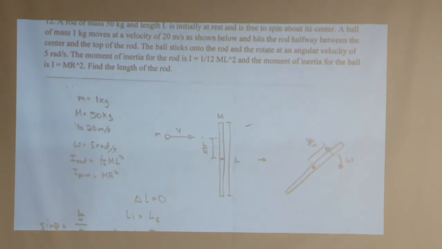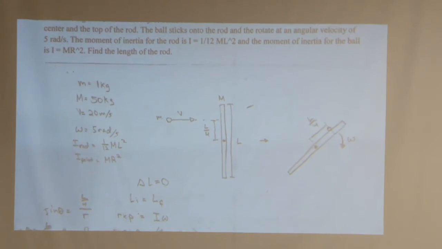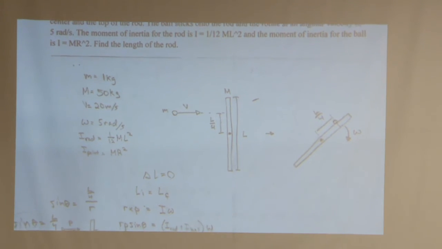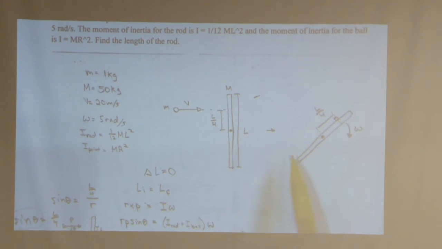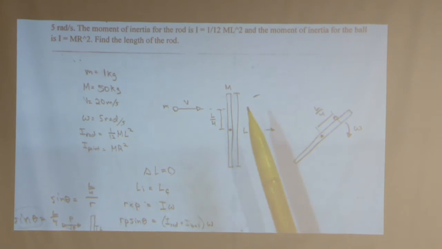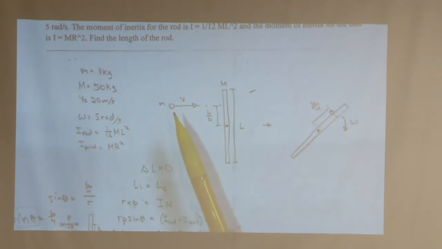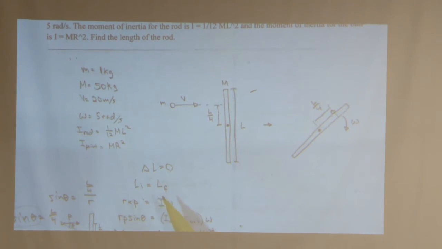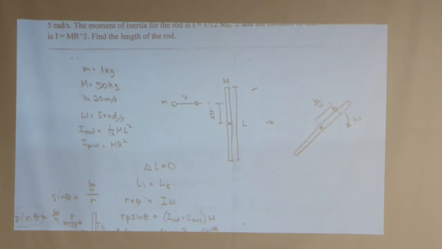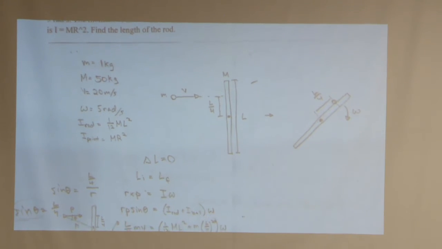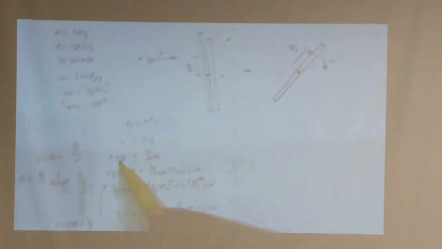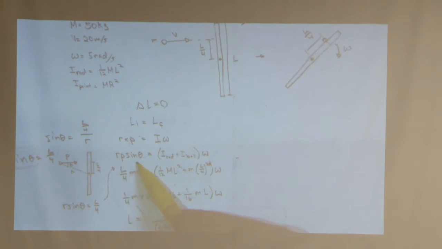Now all we have to do is set Li equal to Lf and then analyze what Li is and what Lf is. So initially we have nothing rotating. The only thing that's moving is this ball, but it's moving in a linear fashion. But we can always have angular momentum about a point. So the definition of angular momentum is r cross p, where p is the linear momentum. That can be simplified to rp sine theta.